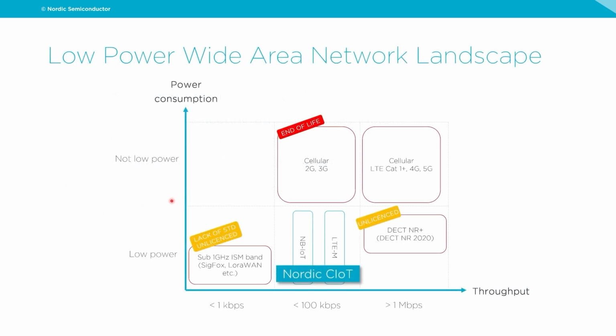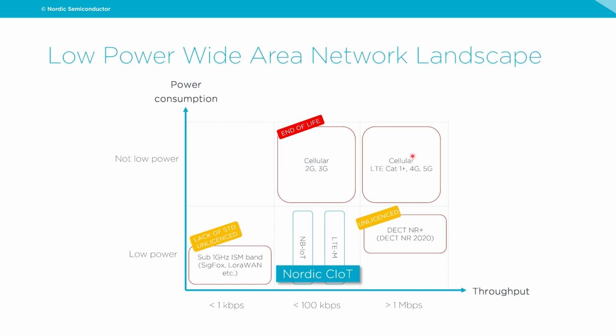Okay, so let's start then looking at the technology landscape for LPWANs. You have a variety of technologies within this space. Some of them are very niche, very oriented towards a specific use case, and others are a little bit more generic. They can be applied to various use cases. And we're sort of trying to plot them here in terms of power consumption and in terms of throughput.